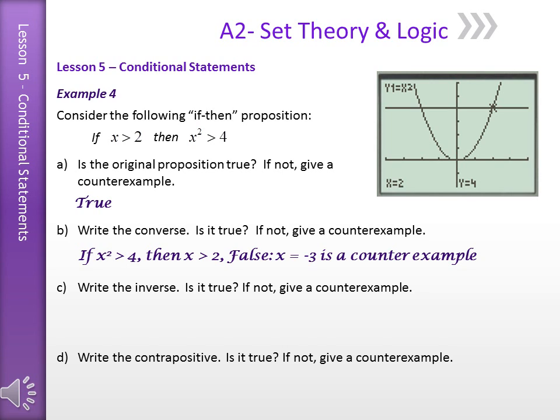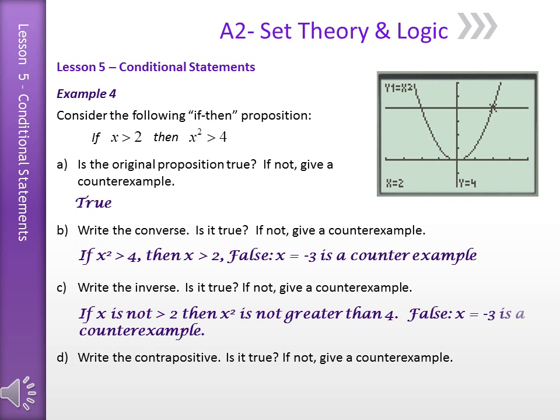Now let's write the inverse. Remember, here we are just negating both the hypothesis and the conclusion. Then we want to state whether it's true. If it is not, we give a counterexample. So we would state, if x is not greater than 2, then x squared is not greater than 4.